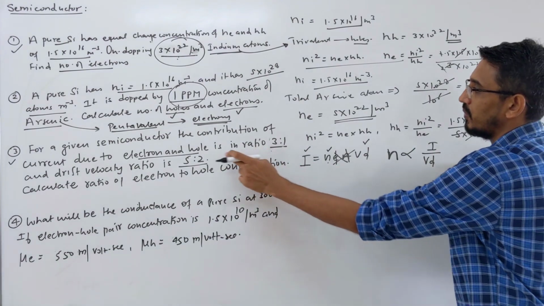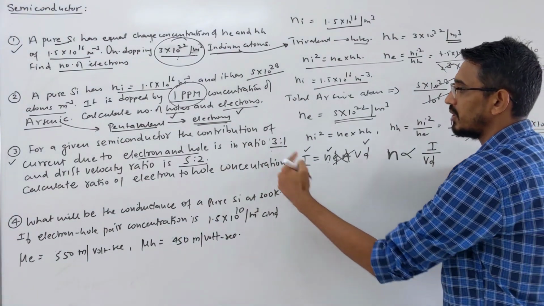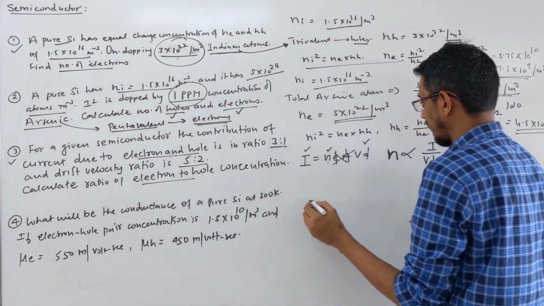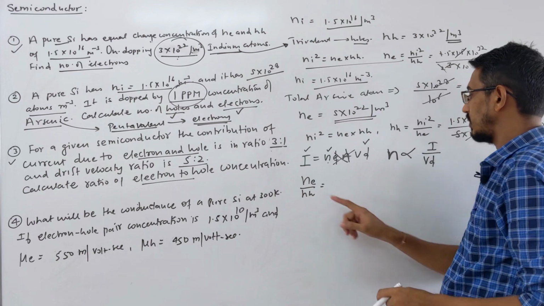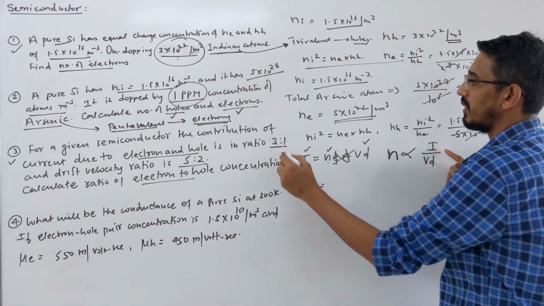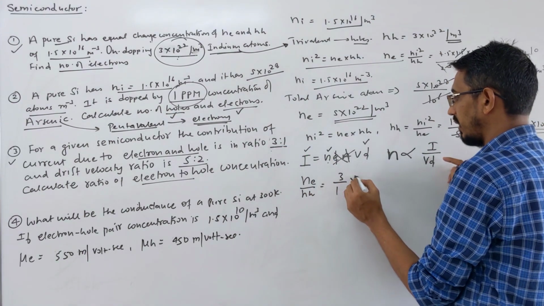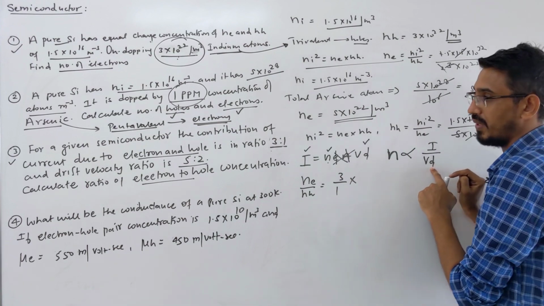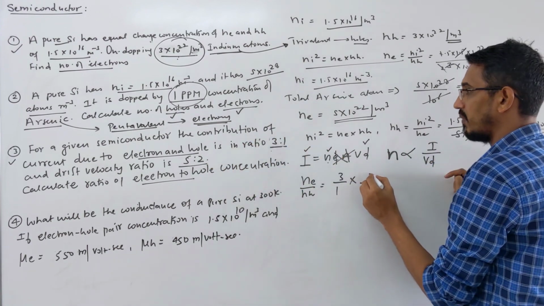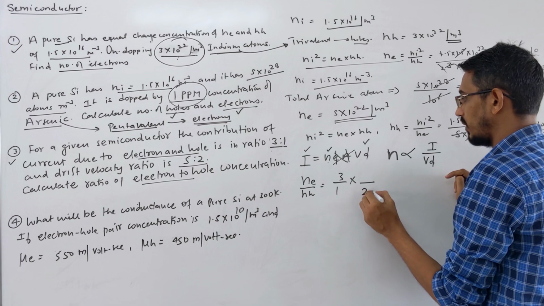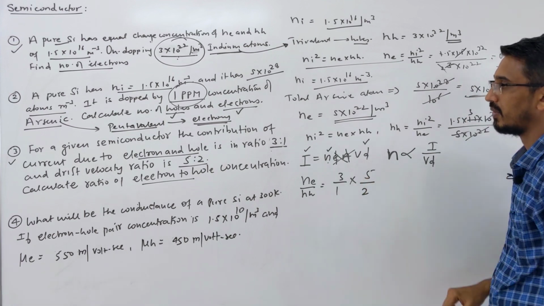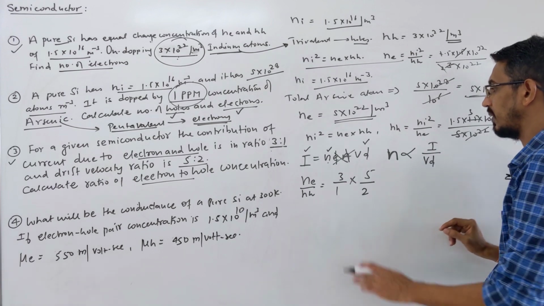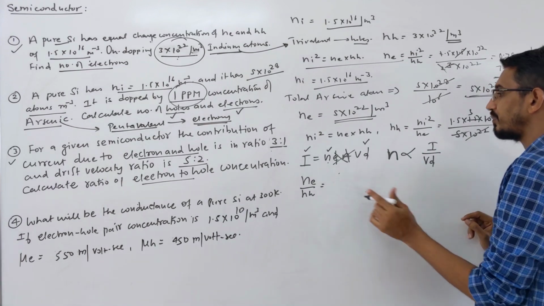Both ratios are given to us, right? So what ratio are they asking? Electron to hole. So the number of electrons to the number of holes is directly proportional to current. What is the current ratio given? 3 by 1. Inversely proportional to velocity. So 5 ratio 2 is given, we will write 2 ratio 5. Hope I am writing correct. Yes. Okay, if you are confused, I can write it like this.